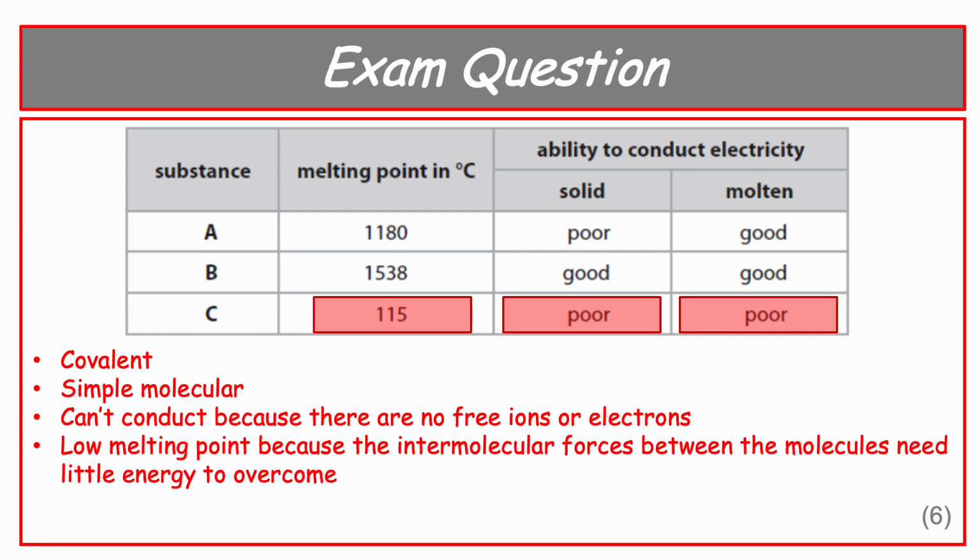You need to talk about A, B, and C, but explain your answer. So it would not be enough to say C is covalent. You need to say because it's got a low melting point and explain why, and explain why it doesn't conduct. So that's what you need to get all of the marks.